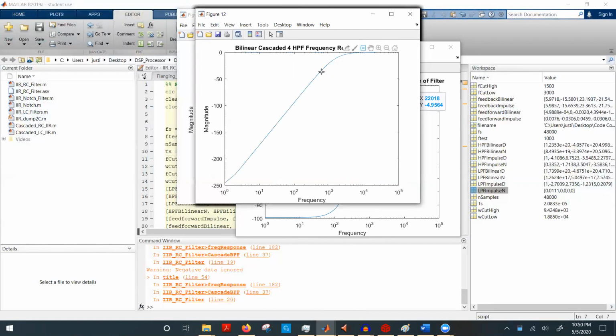So after that, this is the bilinear transform for the high pass filter. This has a cutoff frequency of 1500. I go over here to 1500, and it's looking pretty close to negative 12. So this is about negative 12, as we would expect at the cutoff frequency.